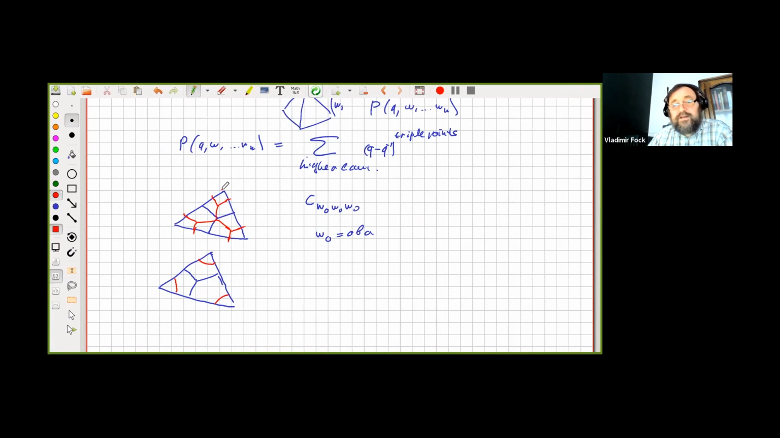So you fix this picture contributes q to the cube, q to the q minus 1 cubed. This contributes q minus 1 for first to the power 1, and so this is actually the only situation. Then the structure constants is given by two different diagrams.